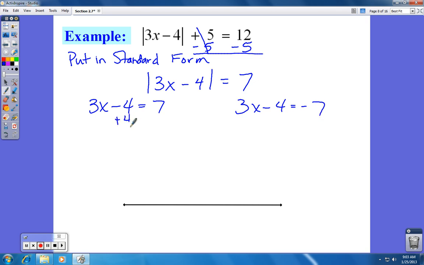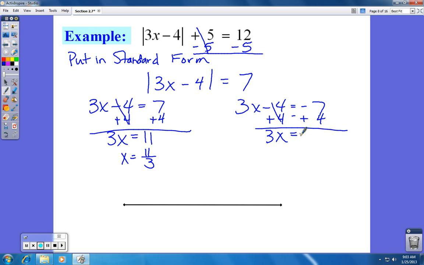We are going to rearrange again to get 3x equal to 11. Divide by 3, x gives us 11 over 3. Here we're going to add 4 again. We get 3x equal to a negative 3. Divide by 3, we get x equal to negative 1. So our two solutions here will be negative 1 and 11 over 3. Be sure when you're placing these two numbers into your solution set that the smaller number comes first and then your larger number second.